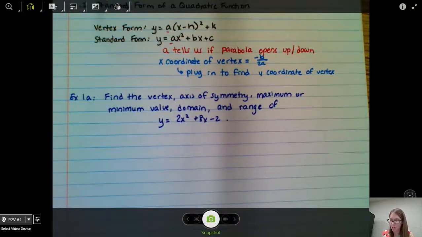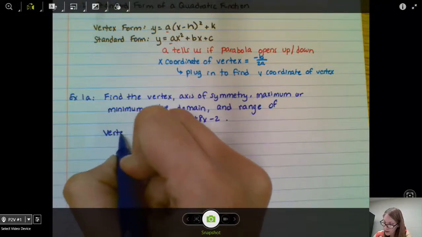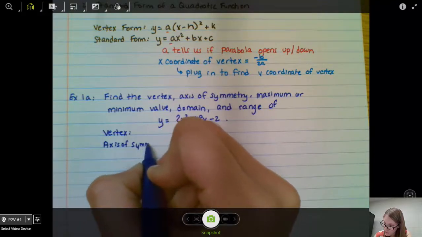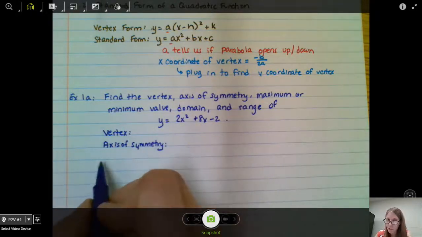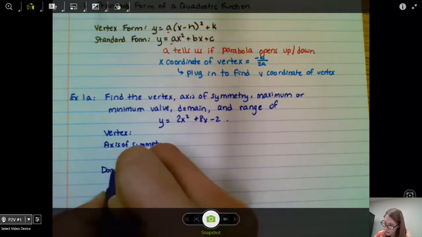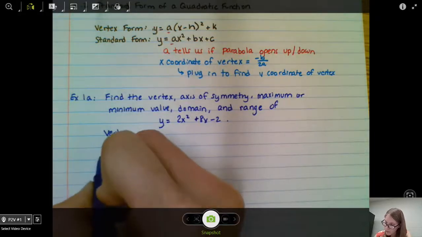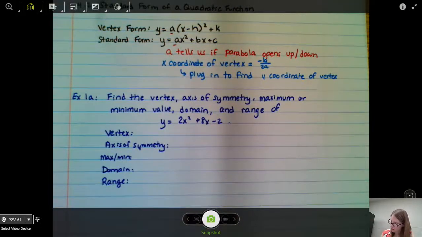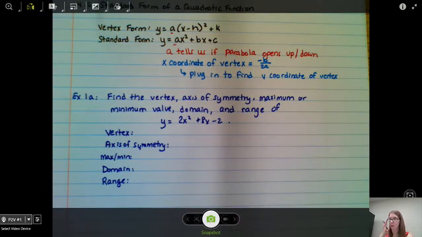All right, well, I'm going to list out all of this information we need to find, just so I don't forget to find anything along the way. Our vertex, axis of symmetry, and I'm going to leave a blank here because I don't know yet if this is going to be a maximum or a minimum. Our domain, and range. I'll just put that maximum in for now. Okay, first thing we probably need to do is to figure out our vertex, and everything else will kind of fall into place from there.